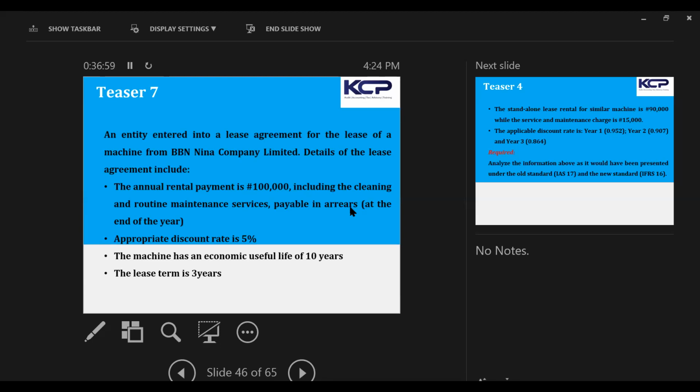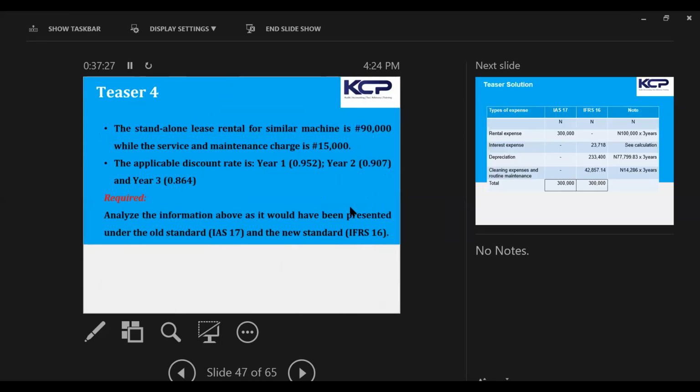So you need to pay attention to that depending on what the contract says. Some contracts will say payment in arrears, some will say payment in advance. So that will impact what you are to do. Then I mentioned instances whereby there could be non-lease components, but you don't have the actual value, so you have to look for how you can benchmark. Here, the stand-alone lease rental for a similar machine is 90,000, that is the actual lease. Then the non-lease component is 15,000. So let's see, we have to work this out.